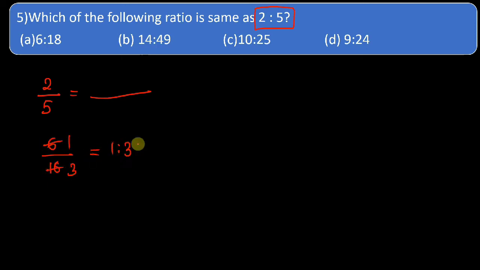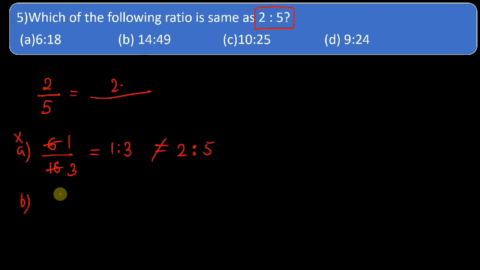Next sum. Which of the following ratios is the same as 2:5? So we have to find the equivalent ratio. Any number that gives this ratio after the simplest form is the answer. So here first we have 6:18, that means 6 by 18. If we simplify this one, we get the simplest ratio as 1:3, which is not equal to 2:5. So A is not our answer.